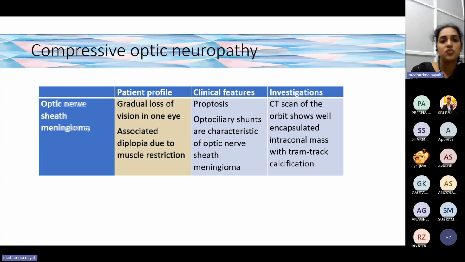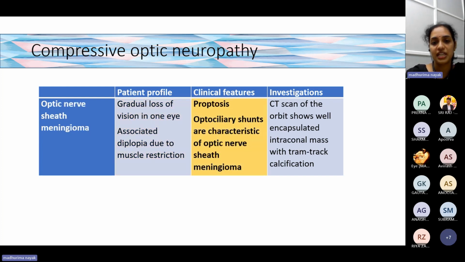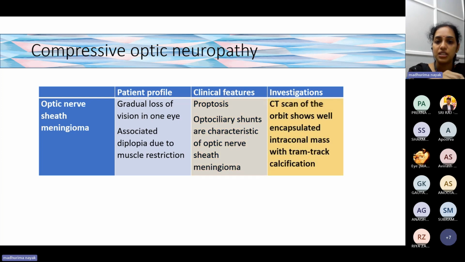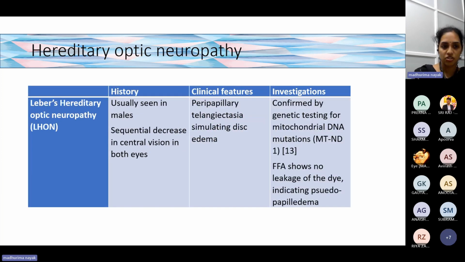They usually present with gradual vision loss, and if it is a very long standing disc edema, there can be optociliary shunts. This is characteristic of optic nerve sheath meningiomas. There will be proptosis, you will see eyeball movement restriction, and the CT scan will help you confirm the diagnosis. But more often than not, they present with optic atrophy.